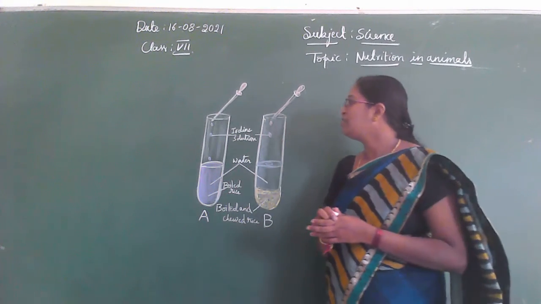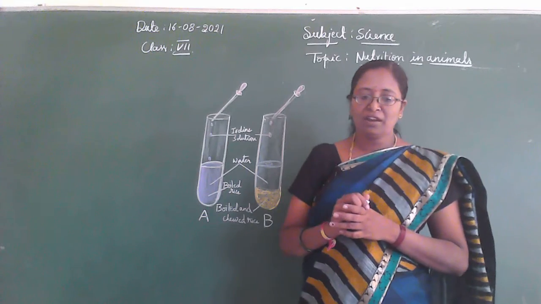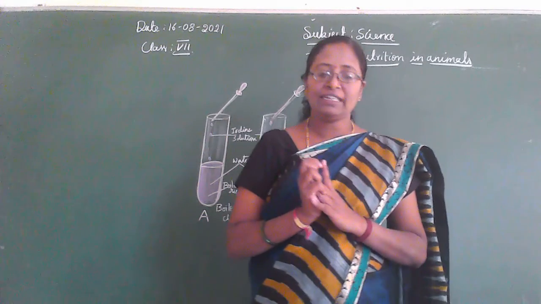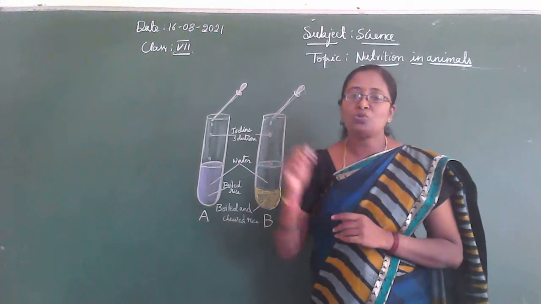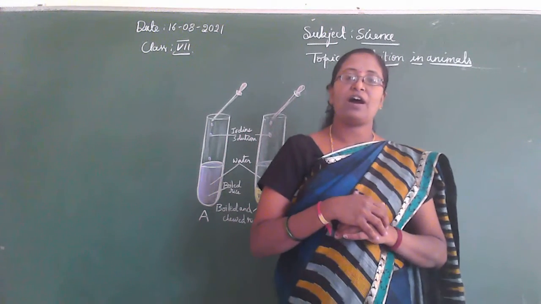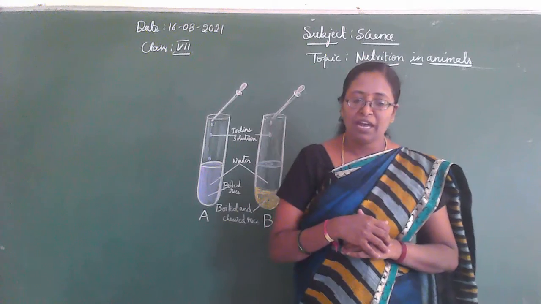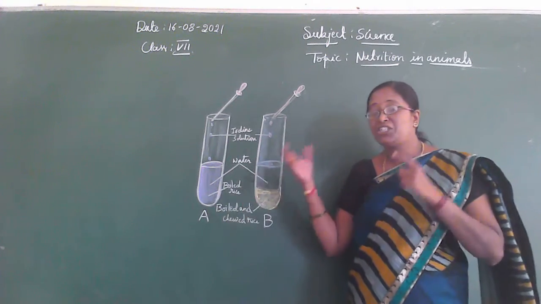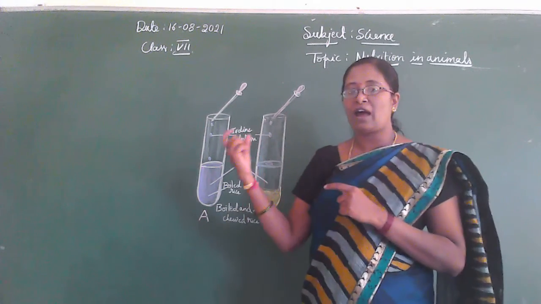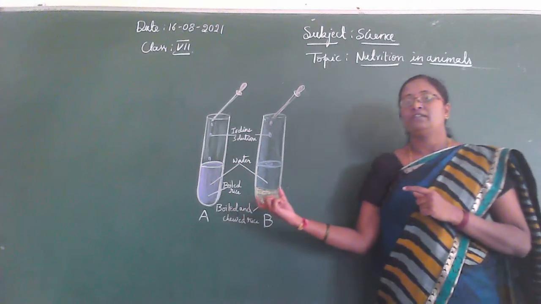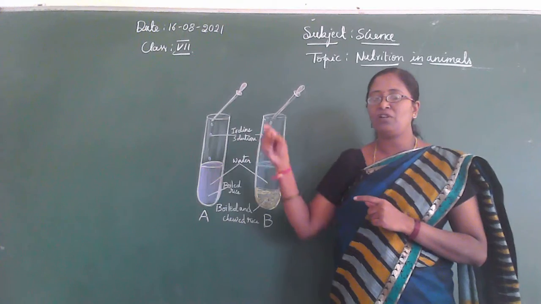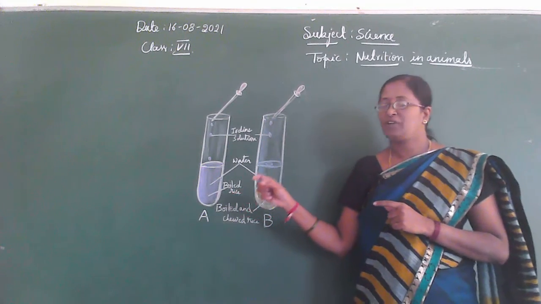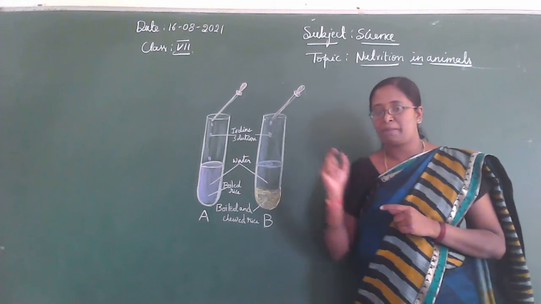Then what about the iodine solution? How many drops do we need to add? Yes, children, now add 2 or 3 drops of iodine solution in each test tube and shake the test tube after adding all these materials. Then leave it for some time. After 10 minutes, observe what happens.